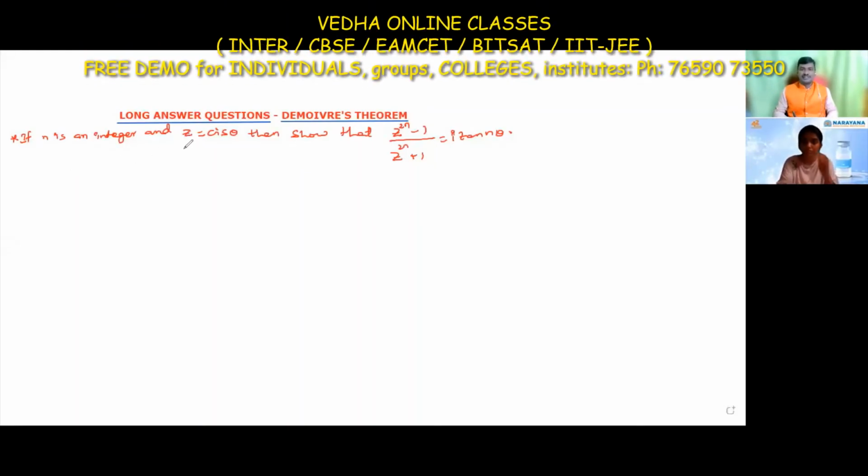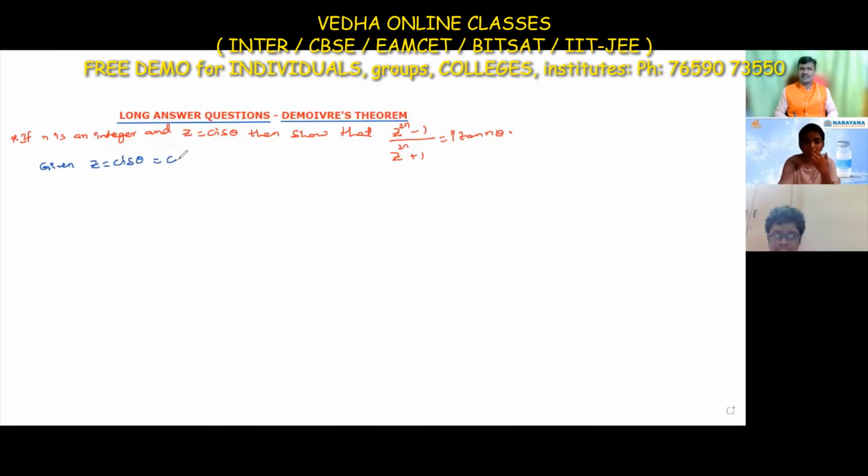So z is equal to cis theta, is given. What is meant by cis theta? Cis theta is nothing but cos theta plus i sin theta. Short form it is. So now take the LHS here.